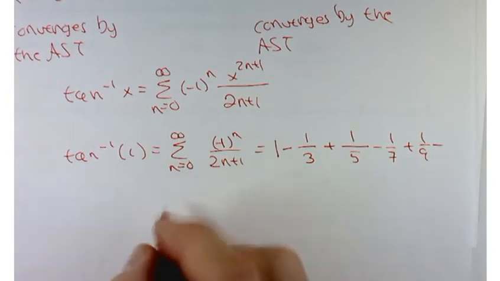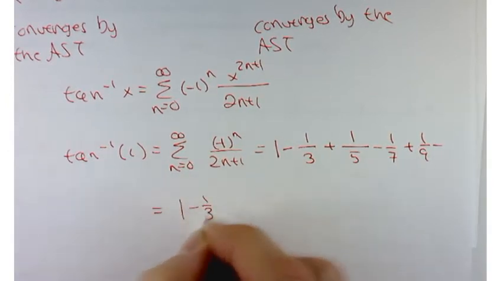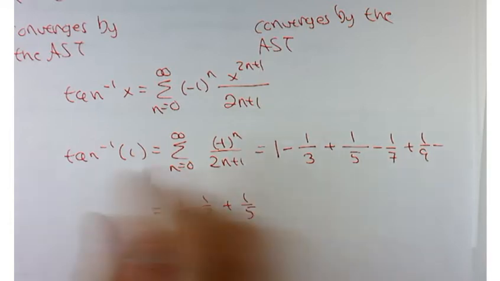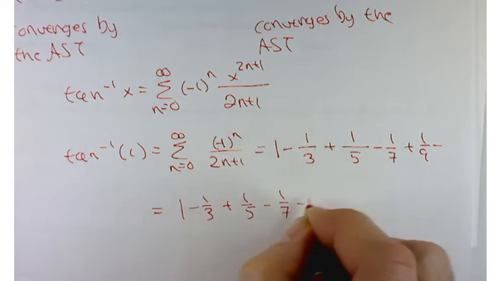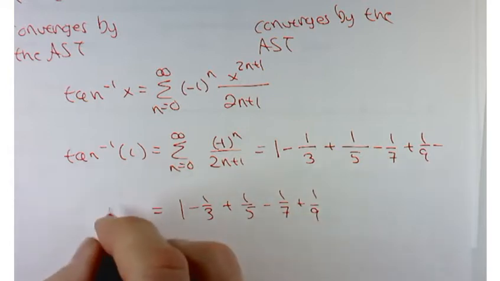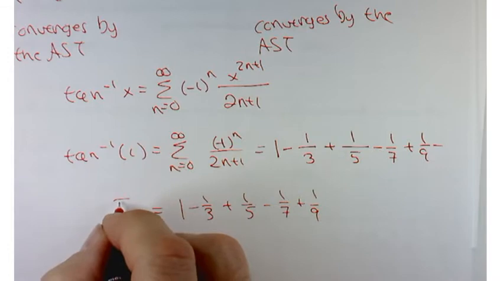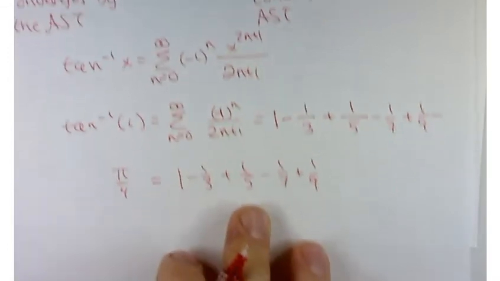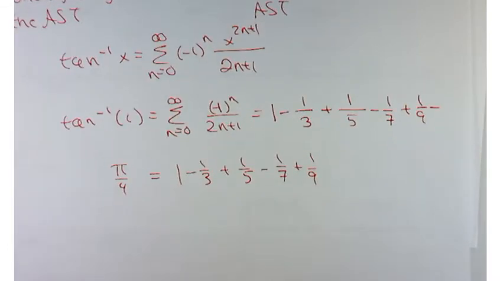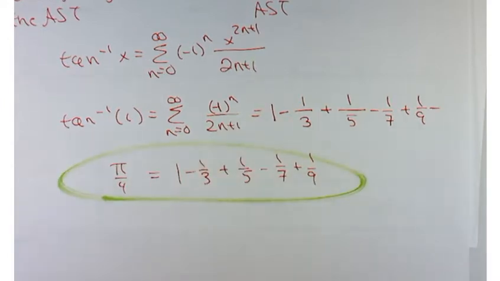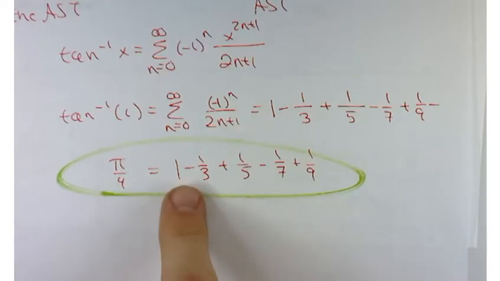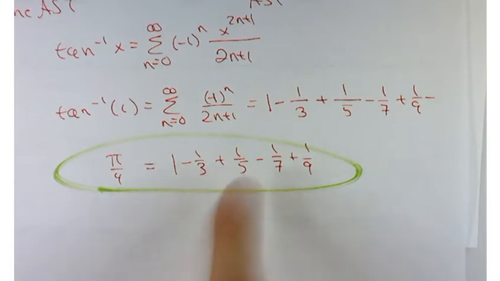Now that's on the one hand. Does anyone remember what the arctan of 1 is? What angle has a tangent of 1? And in radians? Pi over 4. So wow. Check out that result. That's a really cool series. Pi over 4 is just the reciprocal of the alternating series of odd numbers. So, yeah, kind of neat.